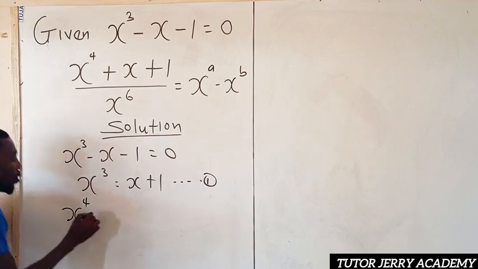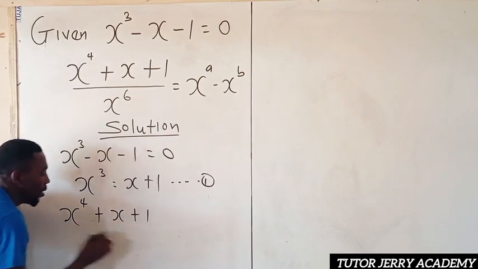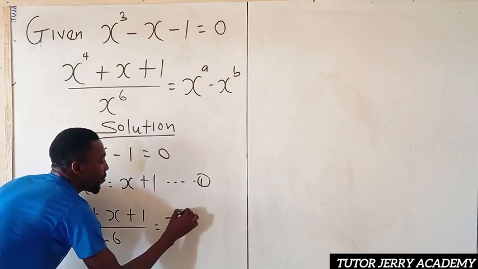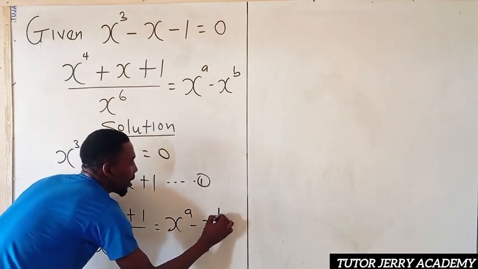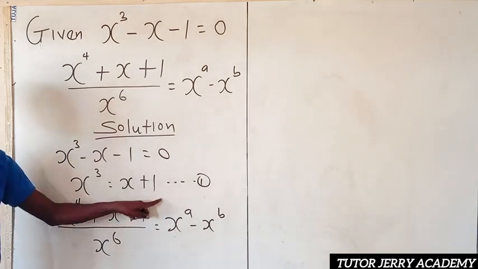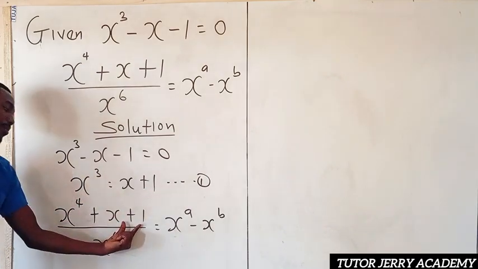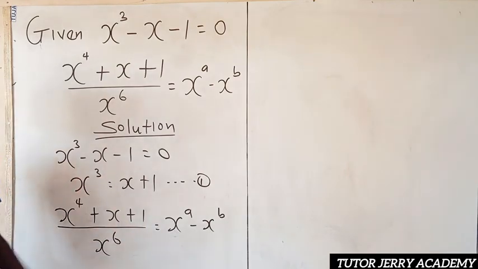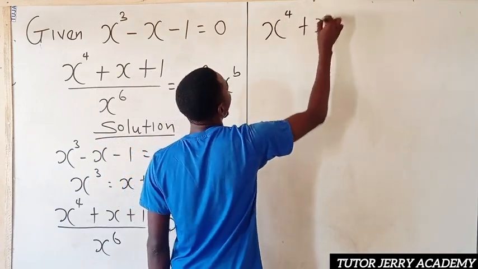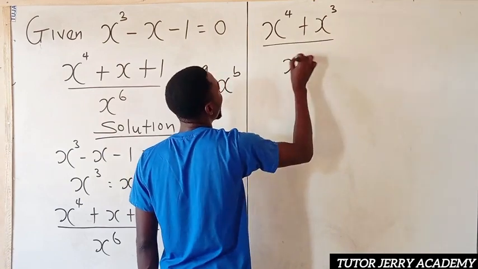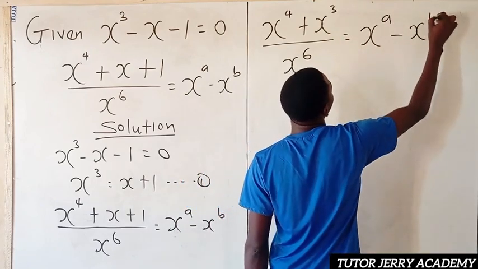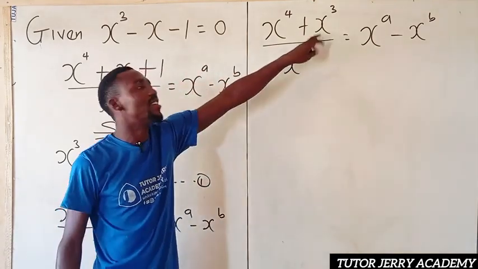Alright, so s to the power of 4 plus s plus 1 all over s to the power of 6 is equal to s to the power of a minus s to the power of b. Alright, so we've just established that s plus 1 is equal to s to the power of 3. So we are going to replace s plus 1 here with s to the power of 3. So we are going to have s to the power of 4 plus s to the power of 3 all over s to the power of 6 to be equal to s to the power of a minus s to the power of b.